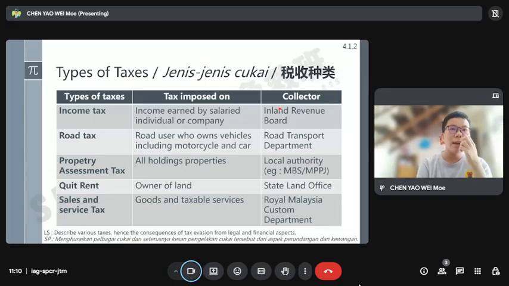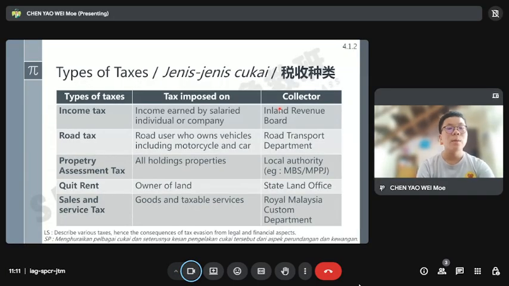Okay, and the last one, everyone has to pay this. When you buy something, you have to pay this tax, sales and service tax. Tax imposed on goods and taxable services. And this tax is not just for the shops' income, but actually it is collected by the Royal Malaysian Customs Department, Jabatan Kastam Diraja Malaysia.